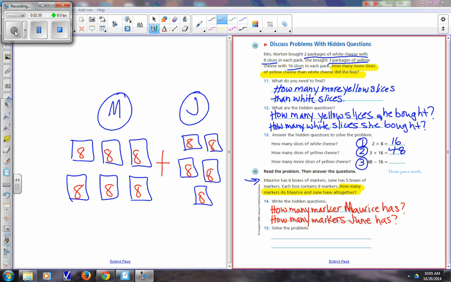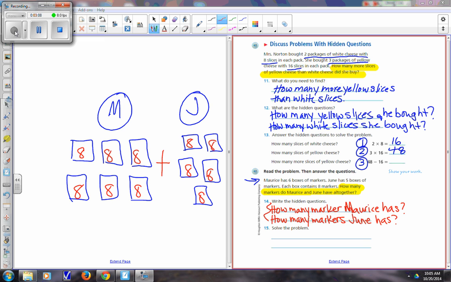It doesn't come right out and say, okay, Sam, figure out how many markers does Maurice have? How many markers does June have? How many markers do they have all together? So these 2 questions right here are the hidden questions. They're hiding in there. You've got to figure out what you need to figure out first before you can ultimately solve the problem. Thumbs up if you're hearing what I'm saying right now. It's a little more crystal clear.